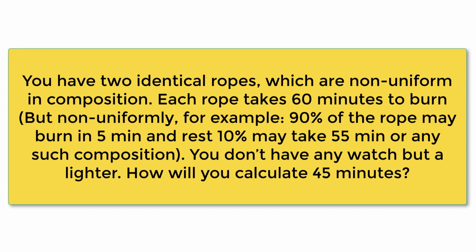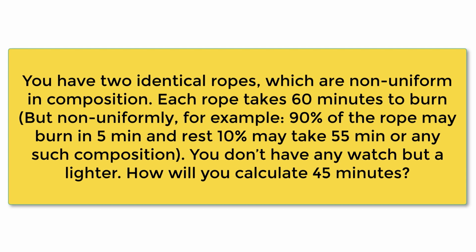Think that you have 2 identical ropes, which are non-uniform in composition. Each rope takes 60 minutes to burn, but the ropes are not uniform, meaning 90% of the rope may burn in 5 minutes and the rest 10% may take 55 minutes, or any such composition. You don't have any watch but a lighter. How will you calculate 45 minutes?